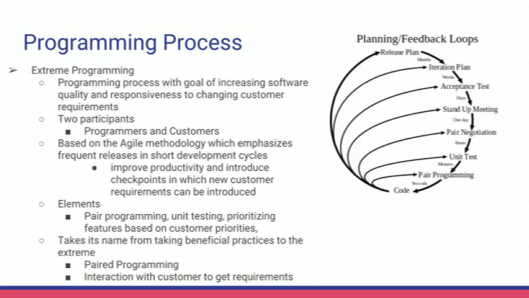And it takes its name from taking beneficial practices to the extreme. For example, paired programming is code review in the extreme. Code review is just writing a section of code and then once you're finished, handing it to someone else so they can review it and give you feedback. Whereas paired programming is that concept taken to the extreme, because someone is reviewing your code in real time as you're writing it, right behind you.